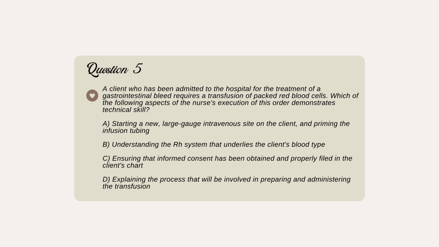A client who has been admitted to the hospital for the treatment of a gastrointestinal bleed requires a transfusion of packed red blood cells. Which of the following aspects of the nurse's execution of this order demonstrates technical skill? A. Starting a new, large-gauge intravenous site on the client, and priming the infusion tubing. B. Understanding the Rh system that underlies the client's blood type. C. Ensuring that informed consent has been obtained and properly filed in the client's chart. D. Explaining the process that will be involved in preparing and administering the transfusion.